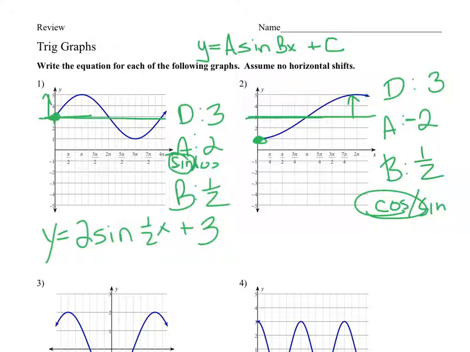So these are almost exactly the same graph, but one is sine, one is cosine, and there has been a reflection. So it's negative 2 cosine (bx plus d).